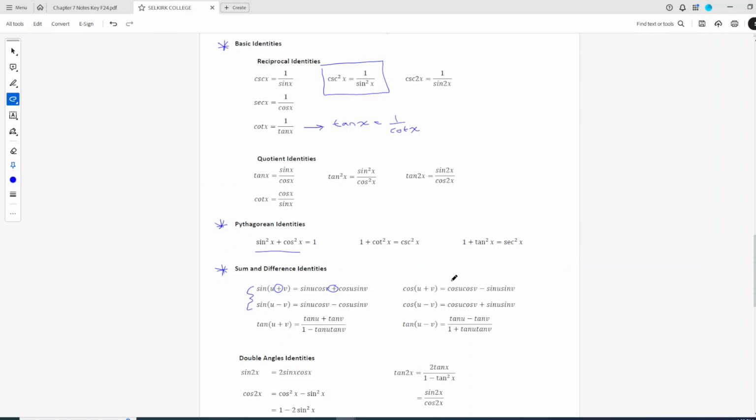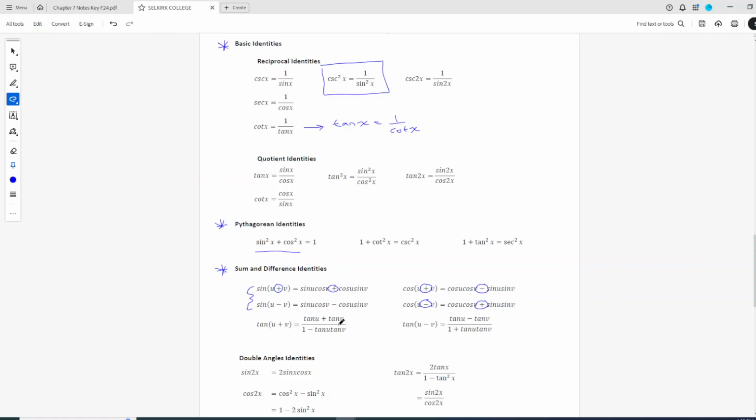The cos identities are kind of weird. So instead of going sine, cos, cosine, they go cos, cos, sine, sine. And then you have to do opposite signs. So if it's an addition identity, you subtract. And if it's a subtraction identity, you add. So it goes cos first angle, cos second angle, minus sine first angle, sine second angle, and then with the difference identity, so on.